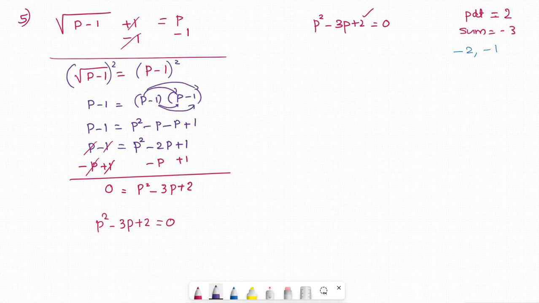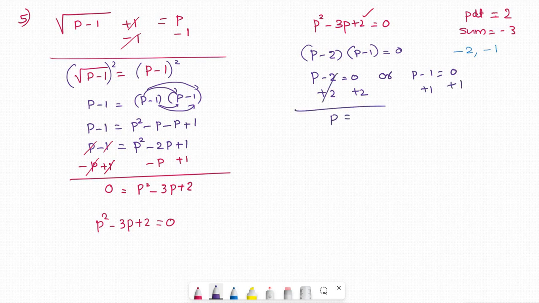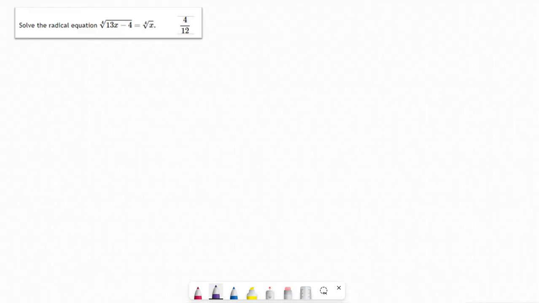Okay, so we can factorize this as (p minus 2) times (p minus 1) equal to 0. That means either p minus 2 equal to 0, or the second term, p minus 1, equal to 0. Add 2, add 1. So in this case p equals 2, and in this case p equals 1. So we have two solutions because it is a quadratic. Both are solutions of that equation. Got it? Yep. Let us have another one.